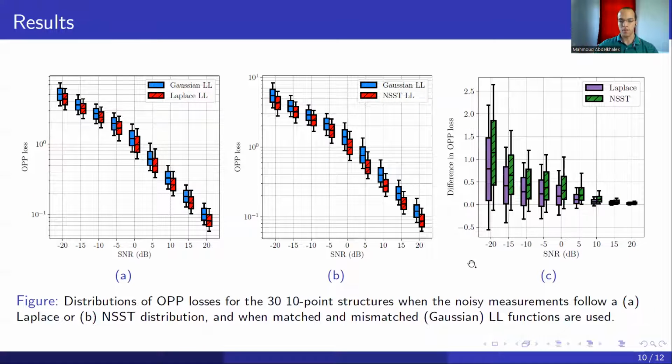And in this case, we do the same thing for 10-point structures. So the previous plots were for triangles, and this is for 10-point structures. One thing to note is that all we did was just add more points and then put it into the black box optimizer. And this is the advantage of using a black box optimizer. And again, we see a similar pattern. There's a downward trend, and also the matched cost function achieves a lower OPP loss value in general than the mismatched or the Gaussian likelihood function.